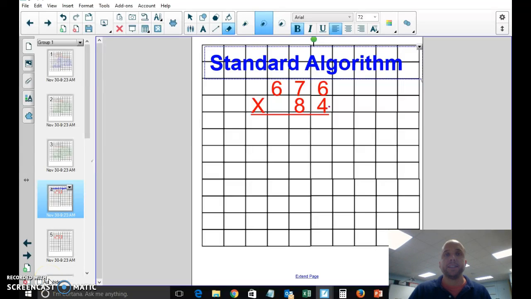Hey again, everybody. So your buddy Camille has asked for help with 3-digit by 2-digit multiplication. We looked at partial product, and that went pretty well. So now let's look at standard algorithm. Okay, so let's get to work here.